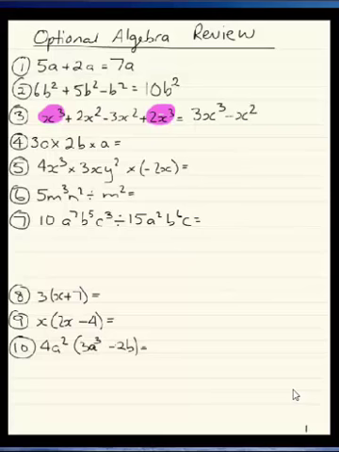Okay, now when we're multiplying and dividing, we don't have to worry about like terms. All we need to do is first consider the coefficients. 3 times 2 is 6. Then do each of the letters. A times a is a squared, and then multiplied by the b, we get 6a squared b. Same with the next question.